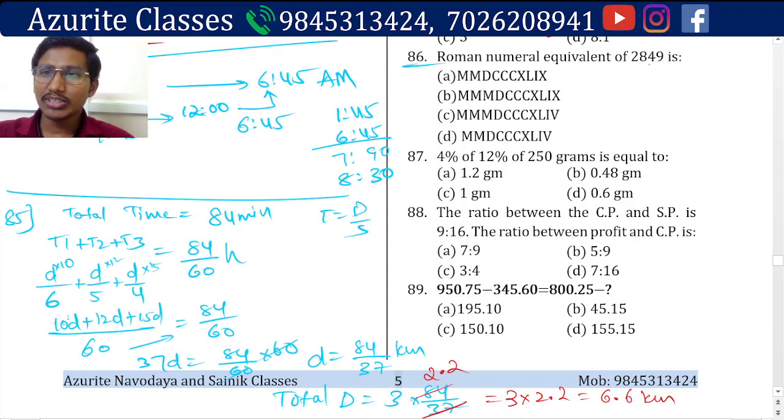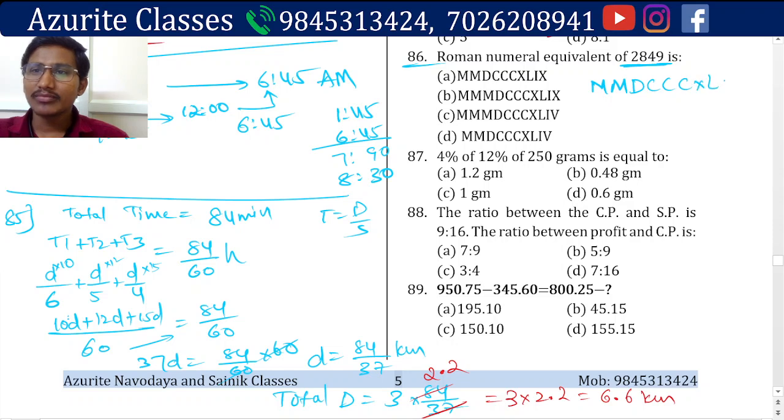86 will do the Roman equivalent of 2849. So 2849 will be M 2 times. 800 means that is D 500, C 3 times. 49 means that is X and L, XL, and then 9 means IX. So DCC XL IX, option A is the answer, right?